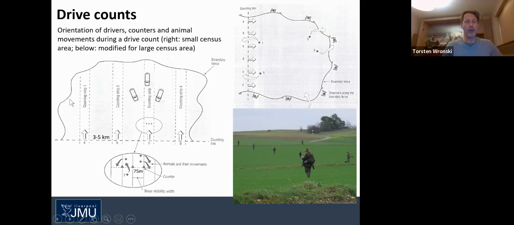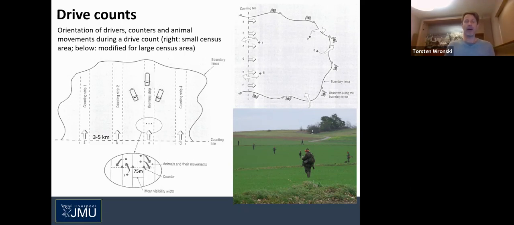If we have larger areas, we can take again a subsample. In this case, 4 counting strips, and each strip is counted or driven by 3 drivers, driving the animals towards counters, which are here in this case waiting for the animals in vehicles. The distance between the drivers should be not more than 75 meters. Animals which go reverse passing the driver line will be counted by the drivers. Animals going towards the counters will be counted by the counters.